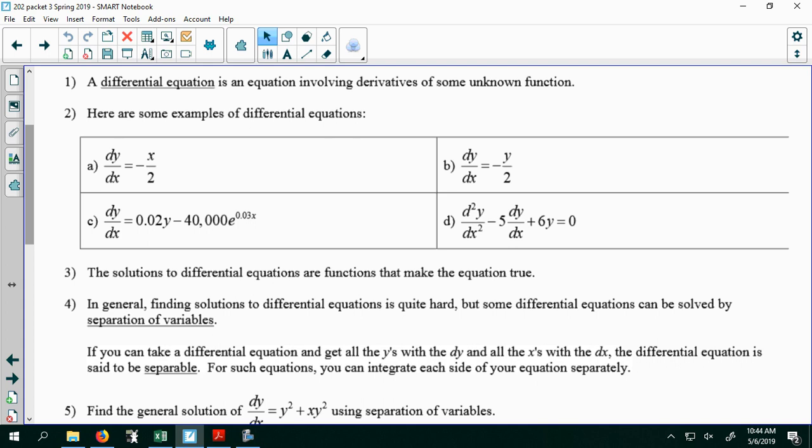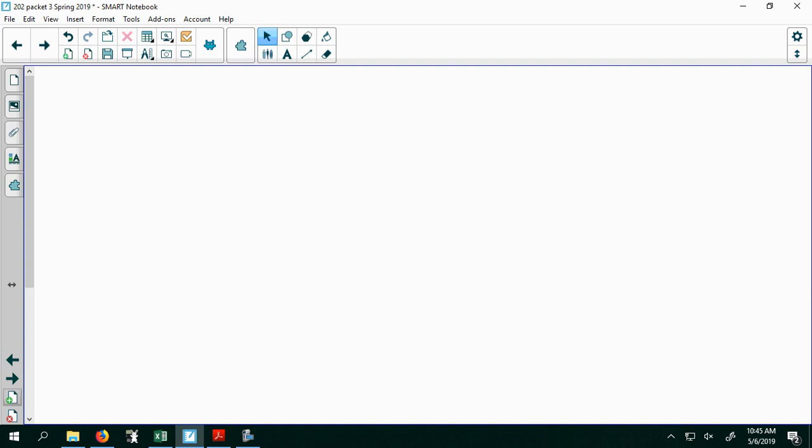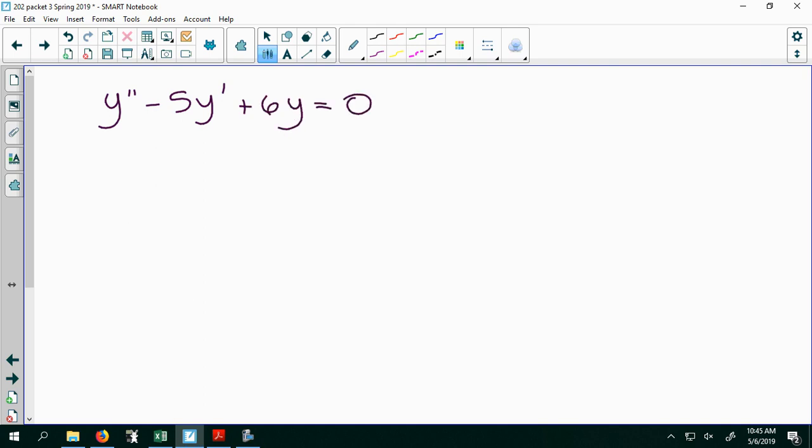So let's look at part D, and we're just going to check. We're going to look at a couple of functions and say, are they solutions to the differential equation? So I didn't leave you any space to do this. This is like a last minute add-in. So we are going to look at y double prime. That's just a different notation for the d squared y over dx squared. Minus 5y prime plus 6y equals 0.